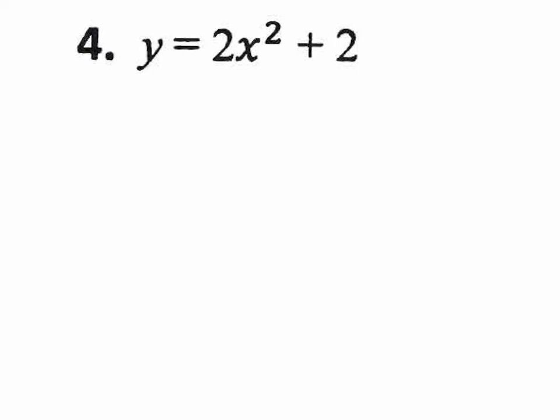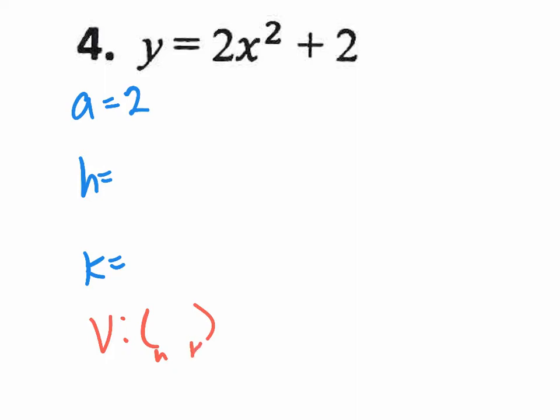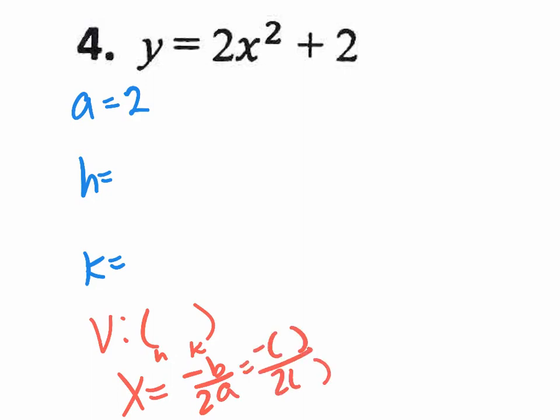What are the 3 things that you need? A, H, K. What's our A value? 2. Okay, great. Now our h and k, we're going to find by finding the vertex. And the vertex you're going to find by using the formula x equals negative b over 2 times a, which is negative parenthesis over 2 times parenthesis. What's the b value? 0, right? The a value is 2.